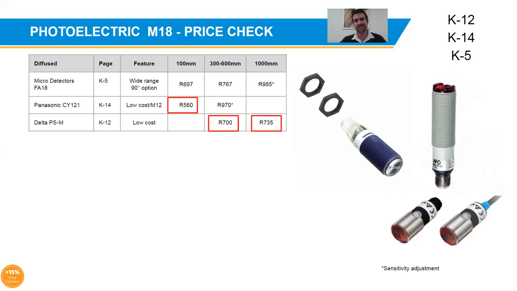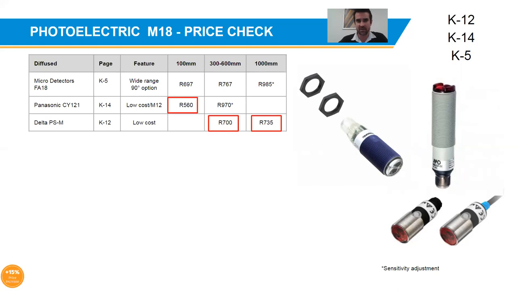If we're looking at price as the main driving factor, the Panasonic CY121 on page K14 is a great option for the 100 millimeter sensing. There's nothing that really comes close to it. Also, for a low cost version, it includes the M12 connector, which is massive. All the others that we're comparing are the cable type. So the CY121 from Panasonic with the M12 connector is really, really well priced if you're sensing 100 mils and under.